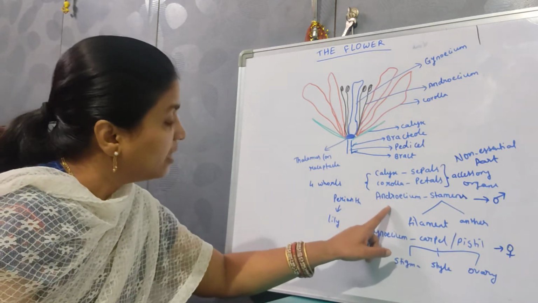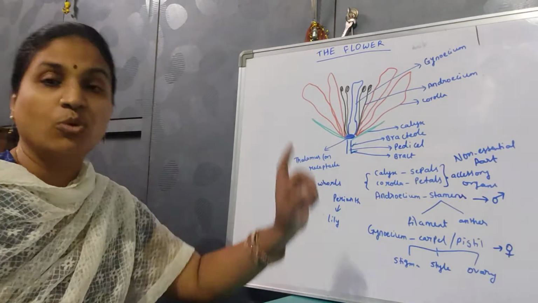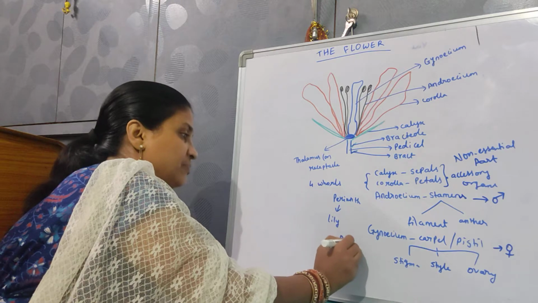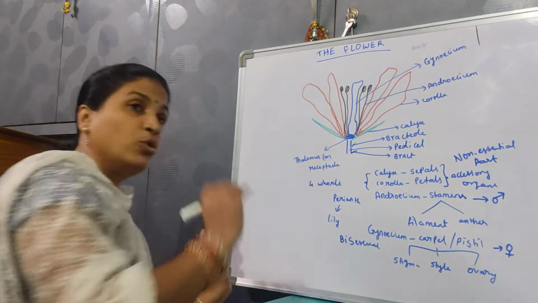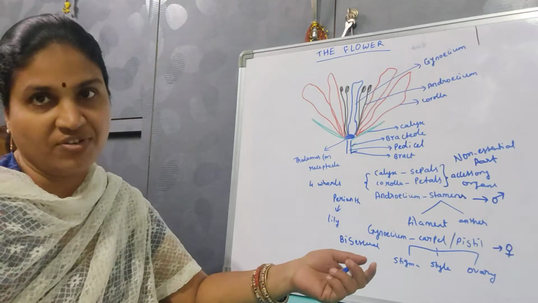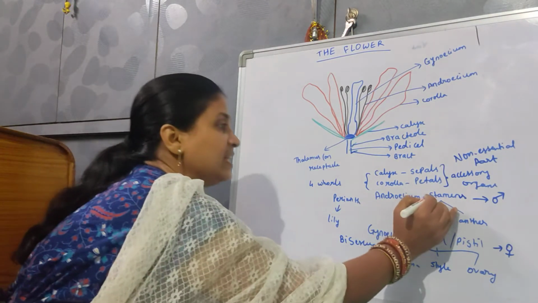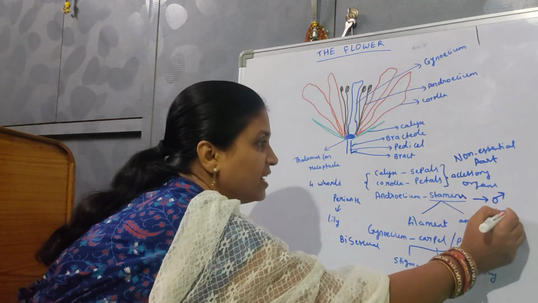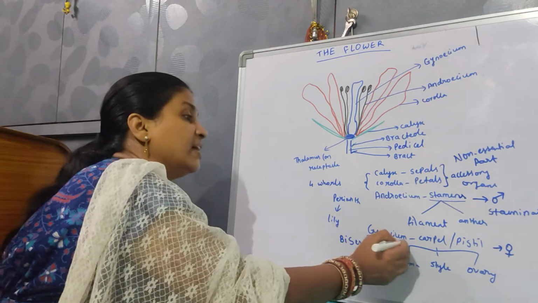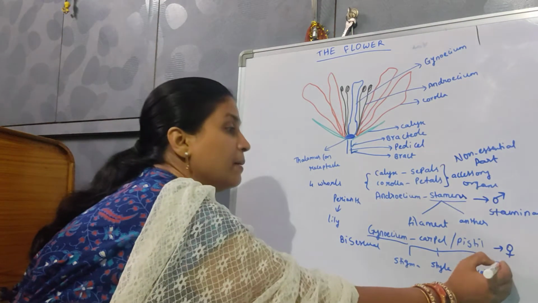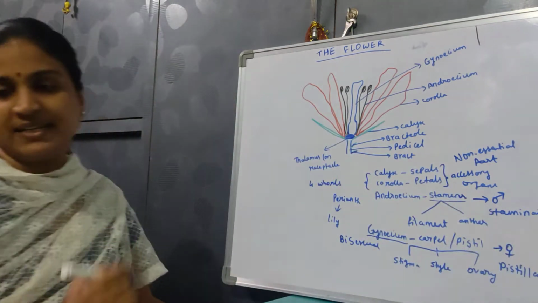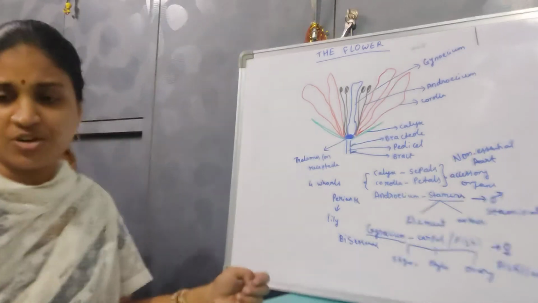If both male reproductive organ and female reproductive organ are present, such a flower is called a bisexual flower. If either androecium or gynoecium is present, they are called unisexual flowers. If only stamens are present, they are called staminate flowers. If only gynoecium is present, it is called a pistillate flower, a unisexual flower.